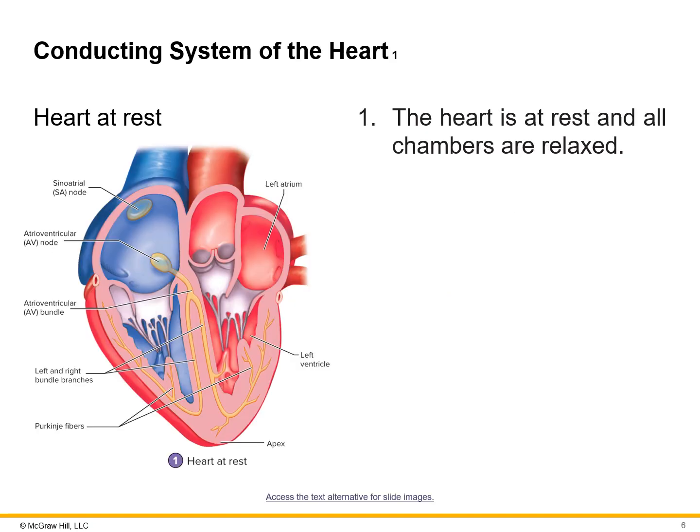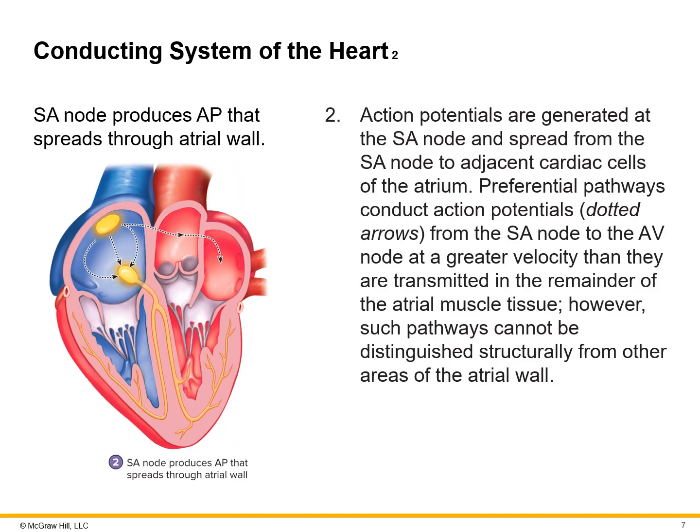So we look at this conducting heart. The heart is at rest. All the chambers here are relaxed. Then as the action potentials are generated in that SA node, they spread from that node to the adjacent cardiac cells of the atrium. The preferential pathways conduct those action potentials, which we see here in the dotted lines, from the SA node to the AV node with greater velocity, so much faster than they're transmitted to the remainder of the atrial muscle cells. However, such pathways cannot be distinguished structurally from other areas in the atrial wall.